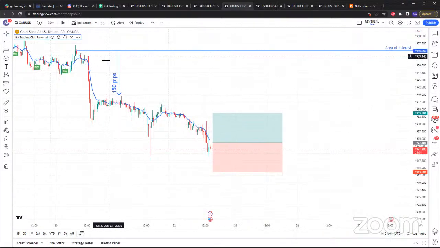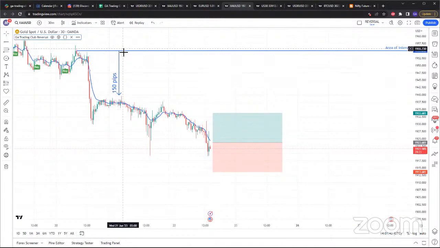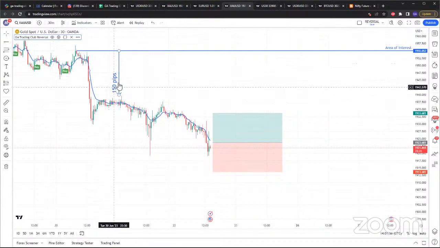Secondly, what helps you avoid fake outs is why I have this manual way to draw the chart. You identify your area of interest, you identify on gold 150 pips, so that if you get any buy within this threshold, you do not take it. So that's another way to identify that.